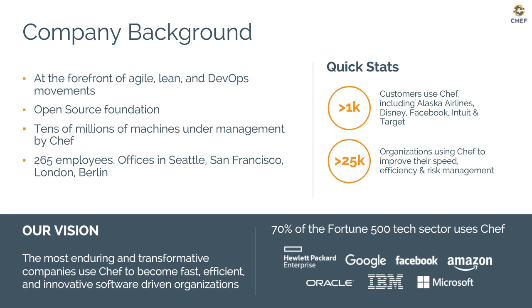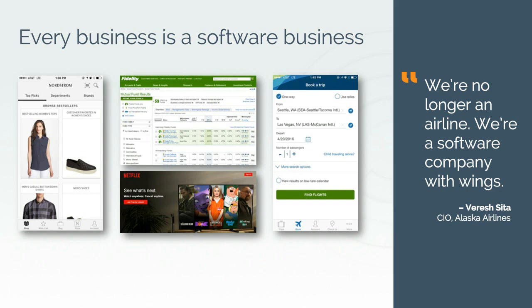And that's simply because every one of these large enterprises is a software business. Viresh Sita, former CIO at Alaska Airlines, said, hey, Alaska Airlines is no longer an airline, right? It's a software company with wings. And this applies to every kind of business that you may be in, whether you're banks or retail or Netflix, right? You're all software businesses delivering value around finance, delivering value around retail, delivering value around mobility, but at the end of the day, we're software companies.